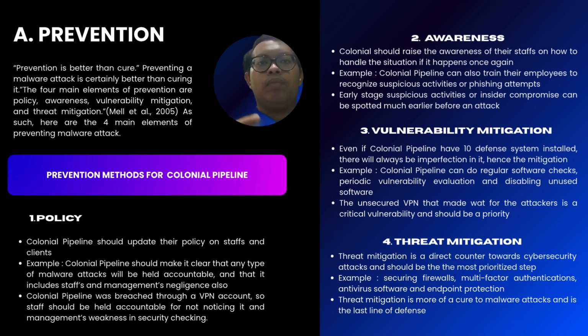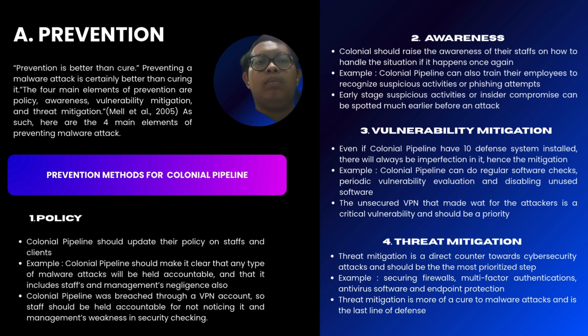Second, we have awareness. Colonial should have raised the awareness of their staff on how to handle the situation if it happens again. For example, Colonial Pipeline can also train their employees to recognize suspicious activities or phishing attempts. Now, early stage suspicious activities or insider compromise can be spotted much earlier before an attack.